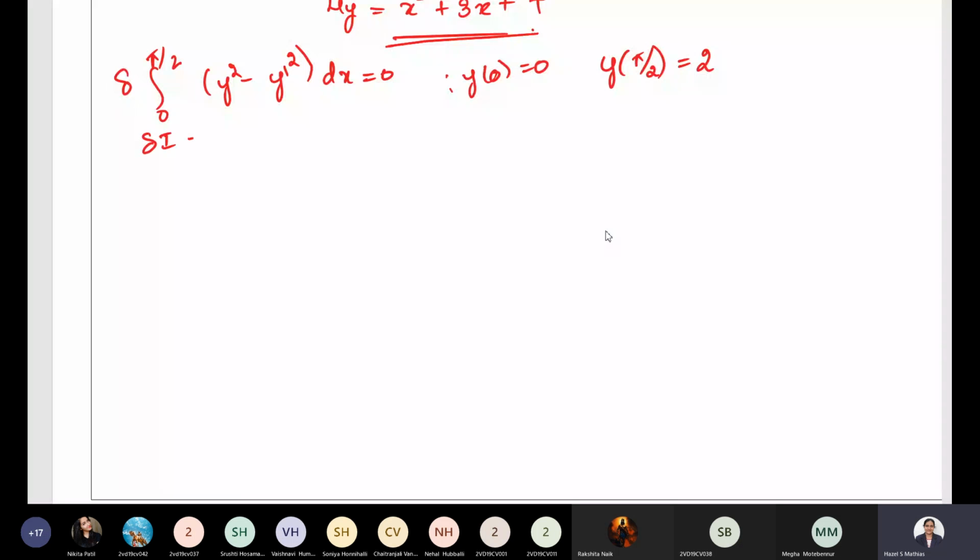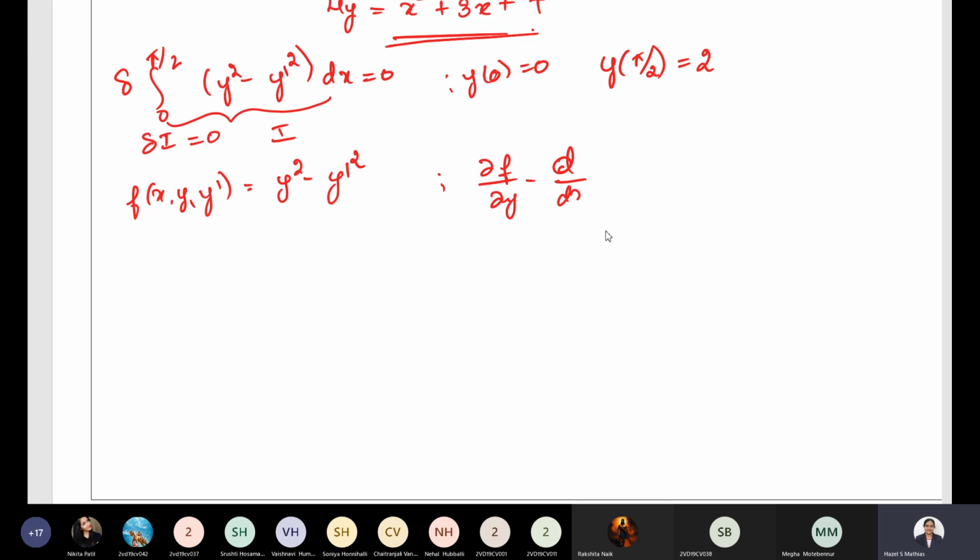So now see, this is of the form delta I equal to 0 where this is I, and from I let's write what is f of x comma y dash. It is y square minus y dash square. Now let's substitute this in the Euler's equation. What is the Euler's equation? Dou f by dou y minus d by dx of dou f by dou y dash equal to 0.